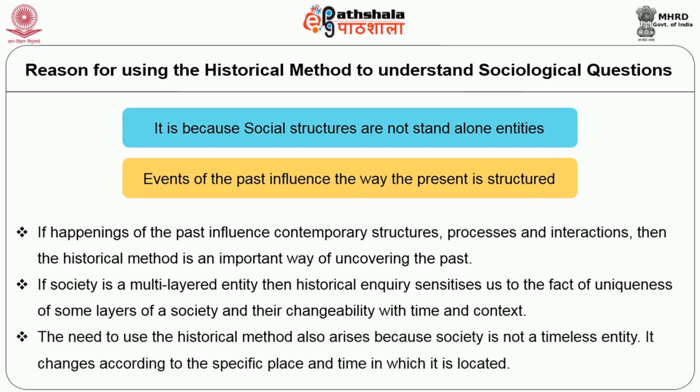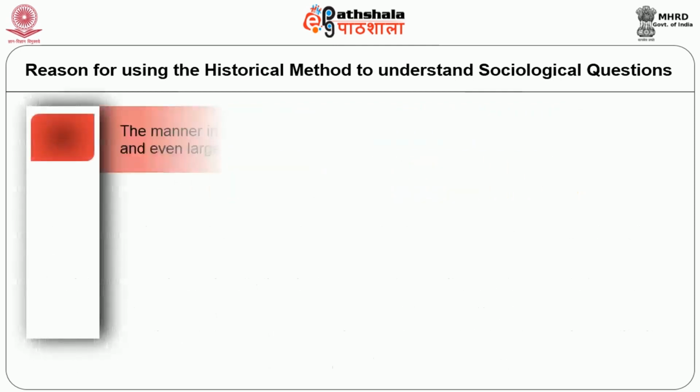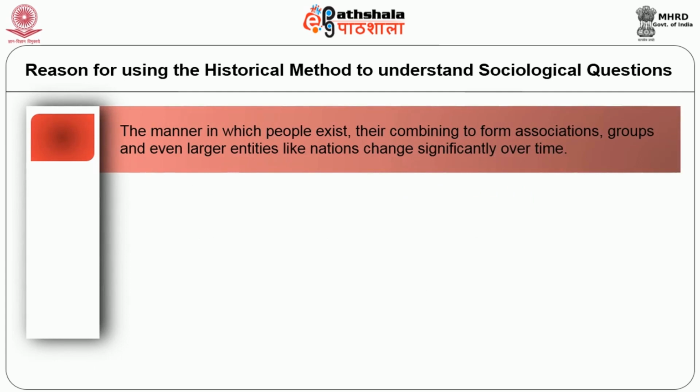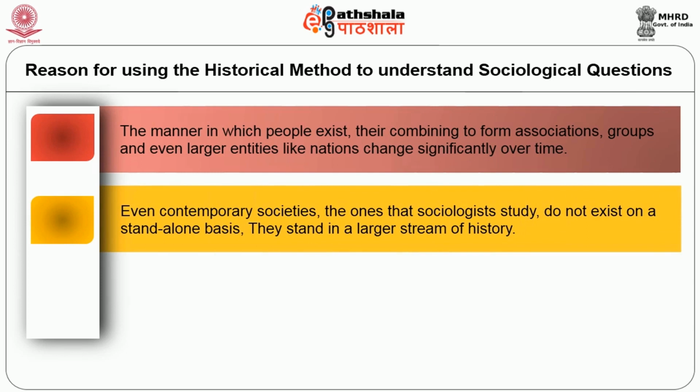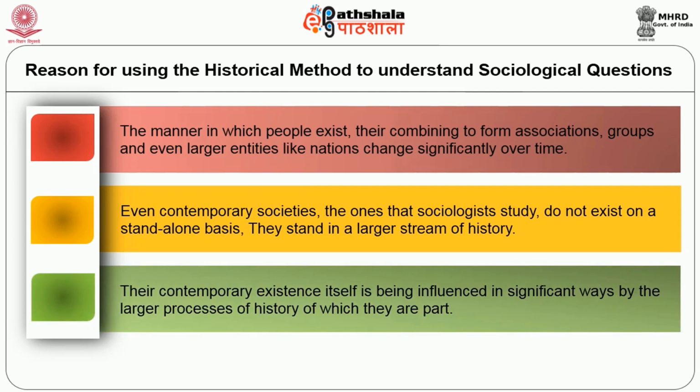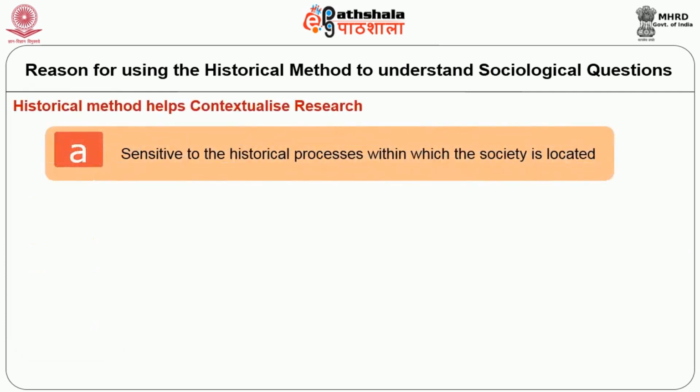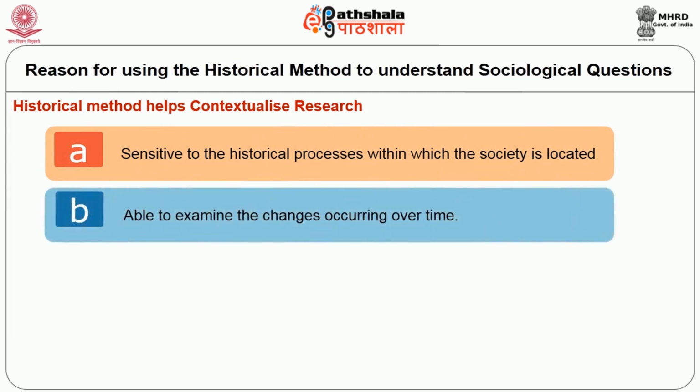The need to use the historical method also arises because society is not a timeless entity. It changes according to the specific place and time in which it is located. The manner in which people exist, their combining to form associations, groups, and even larger entities like nations change significantly over time. Moreover, even contemporary societies, the ones that sociologists study, do not exist on a standalone basis. They stand in a larger stream of history. Their contemporary existence itself is being influenced in significant ways by the larger process of history of which they are part. Hence, it is important to be sensitive to the historical process within which society is placed, able to examine the changes occurring over time.